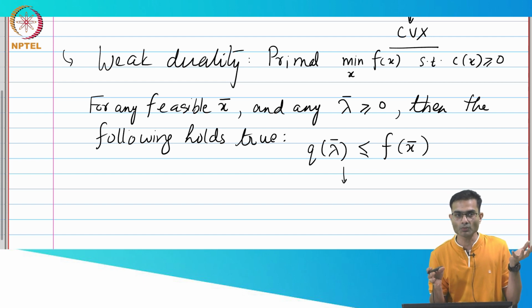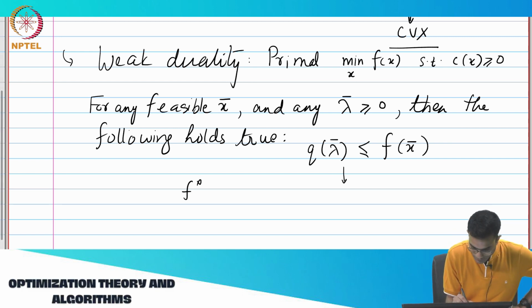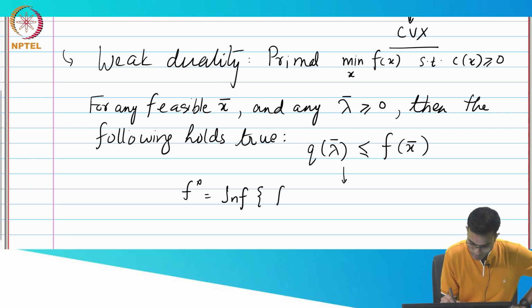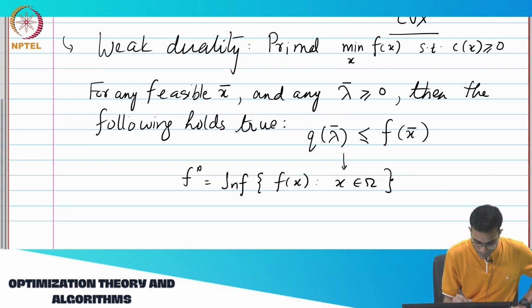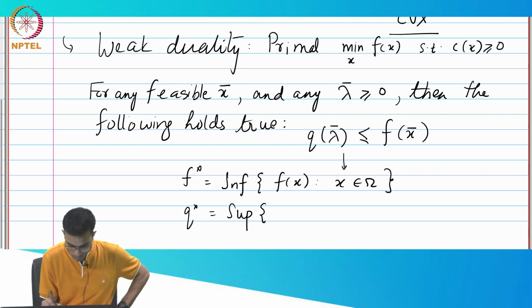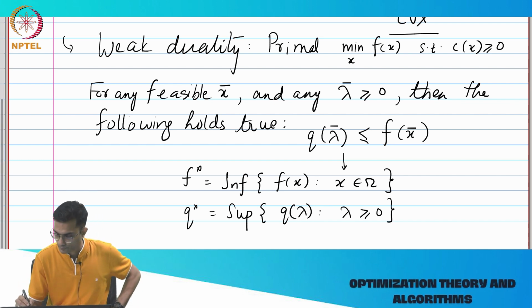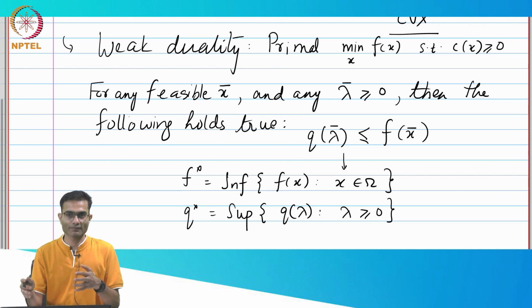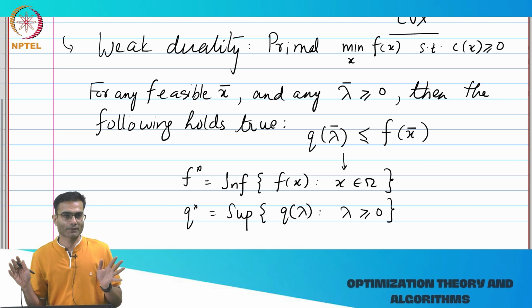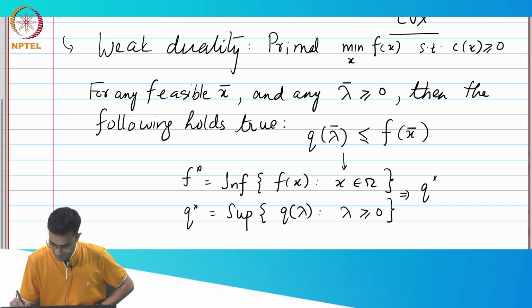And remember, what was the definition of Q? Q had a minimization operation going on, right? So let us define f star as the infimum of f of x such that x belongs to the constraint set. Instead of infimum, you can also just think of it as a minimum. And we'll write q star as the supremum of q of lambda, lambda greater than or equal to 0. Now if I substitute f star and q star into this inequality, is it still correct? It is correct, because the right hand side I have made as small as possible, the left hand side I have made as large as possible. So this is really something very interesting.